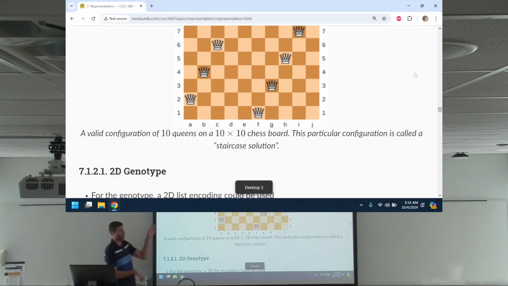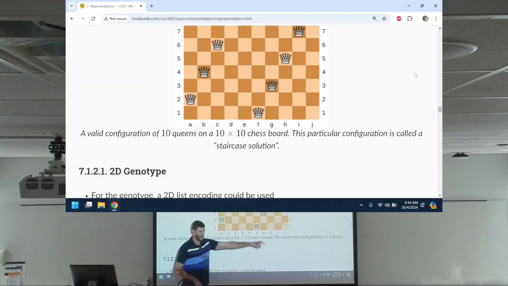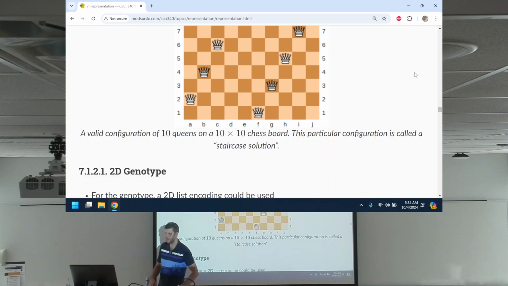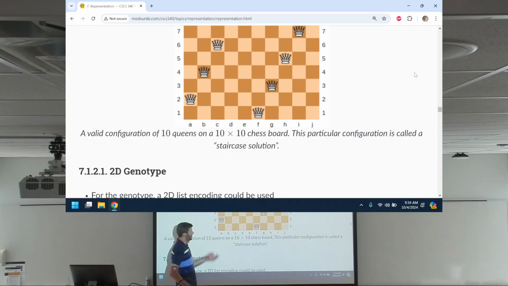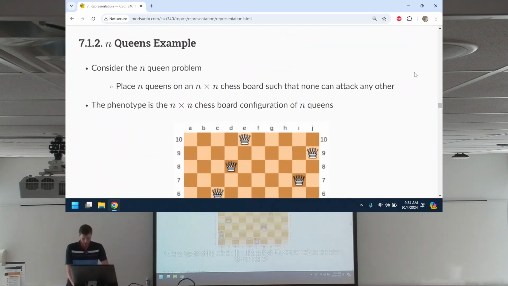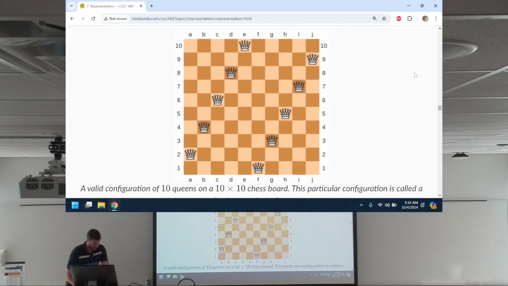We have the 2D genotype, which is the idea of representing this board. This one is 10 by 10, but this could work for any arbitrary n by n. Make a matrix or a list of lists of size n by n, and n of those cells will have a queen. Maybe it's like a binary encoding where zeros represent no queen and ones represent a queen. By the way, this is a valid solution.